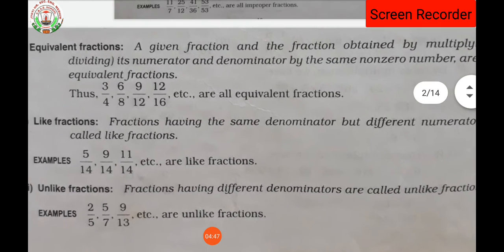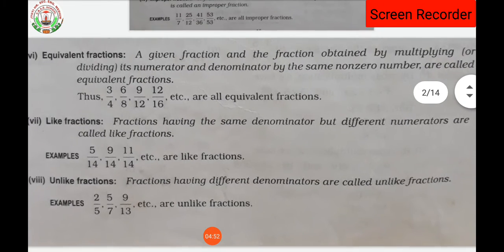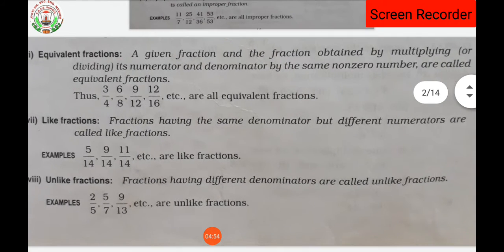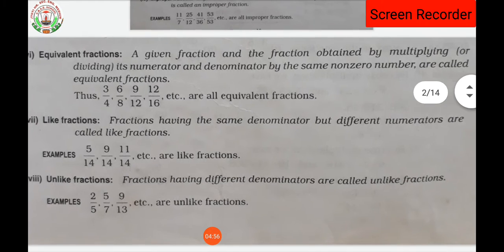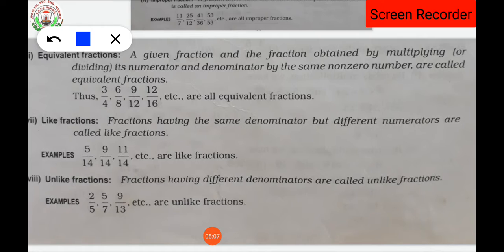So in equivalent fractions, a fraction and the fraction obtained by multiplying or dividing its numerator and denominator by the same non-zero number are called equivalent fractions. I didn't explain equivalent fractions last year because I didn't teach you, isn't it? So what is an equivalent fraction? Suppose I am having a number 8 upon 16.